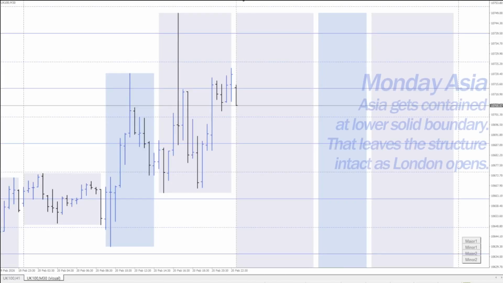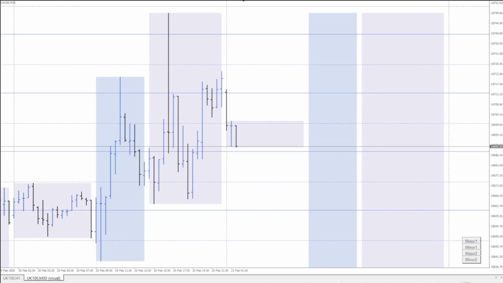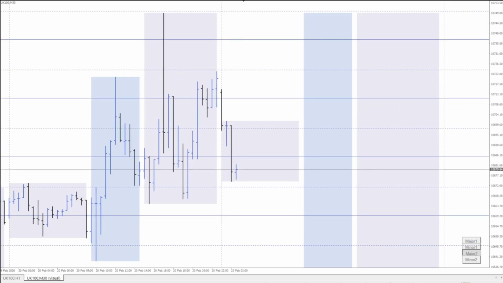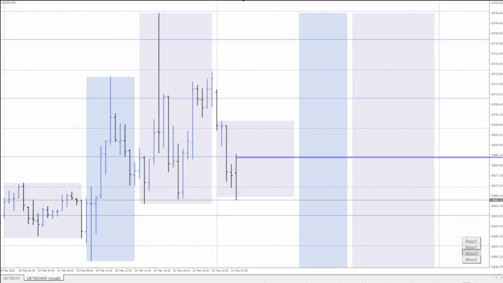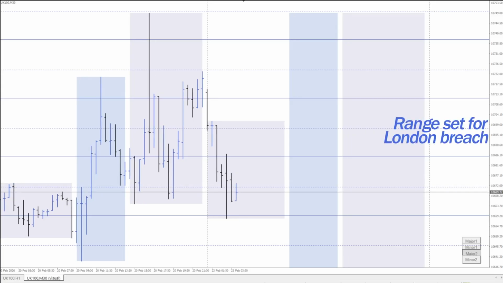Price opens the week on the major 1 solid boundary, but immediately pushes down through the dotted level and then the solid. Asia pushes downward into the major 2 solid boundary, and we get a strong body close beyond its solid level. This is the first shift into the next structural boundary of the week.